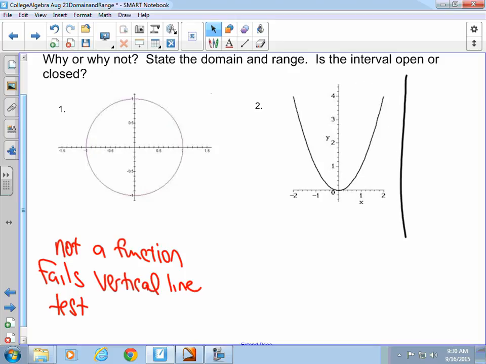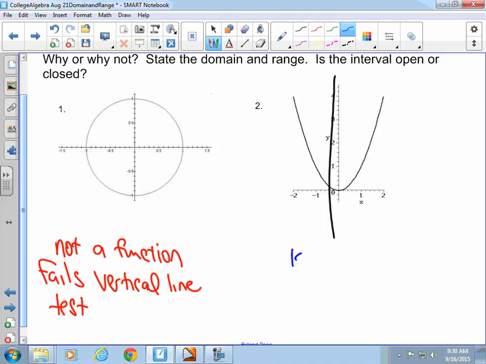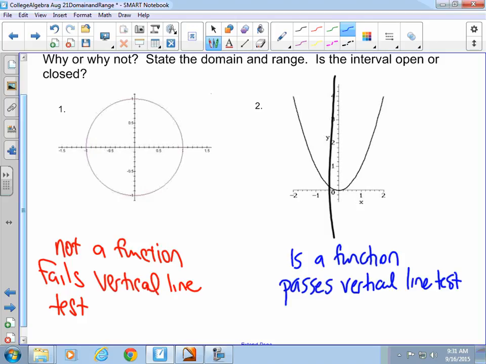It only hits one time. That makes sense. This one is a function. You could either say the x values don't repeat, or you can say it passes the vertical line test. Either way. It did go ahead and ask me to state the domain and range, and if the interval is open or closed. And we'll talk about that.